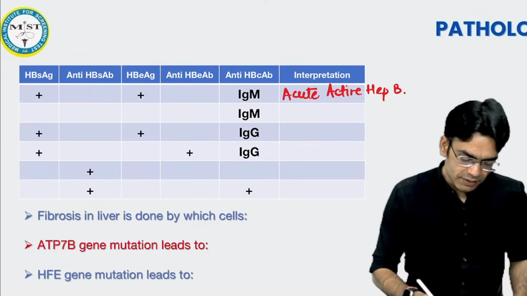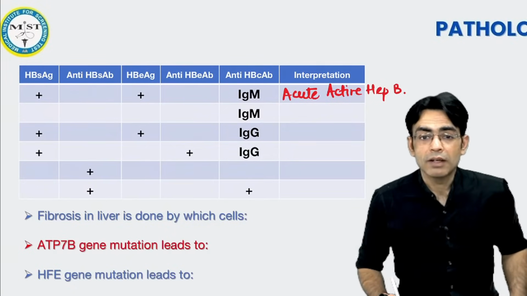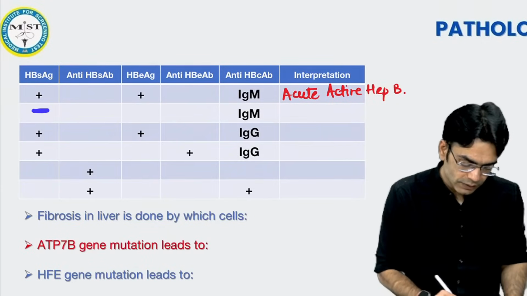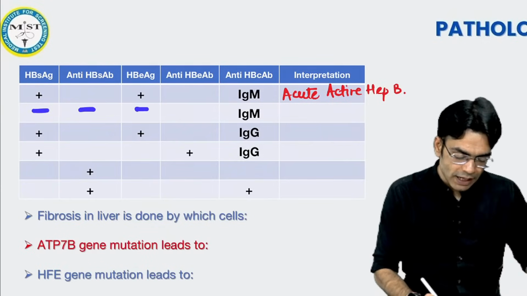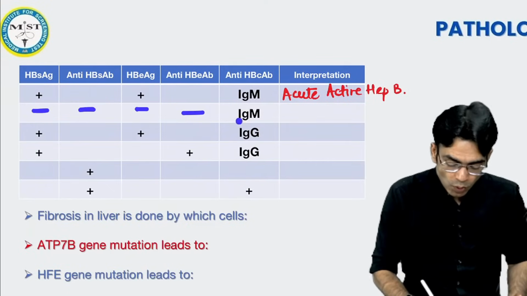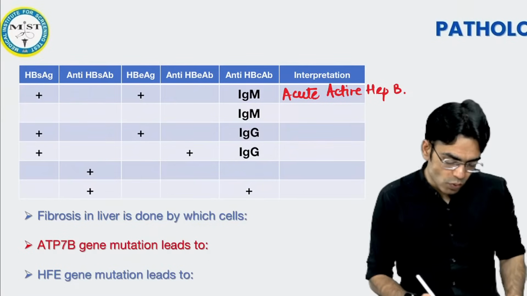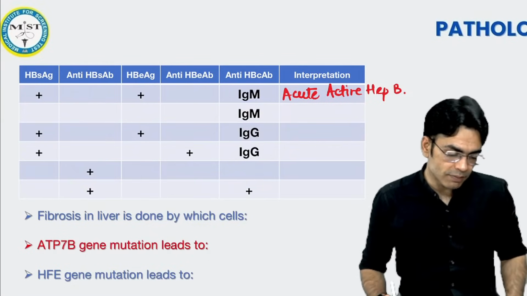ठीक है? Then second, what is in the second? Surface antigen is not positive, surface antibody is also not there, envelope antigen is not there, envelope antibody is not there, only and only core antibody is there. Can you please tell me what this is? Only core antibody seen.